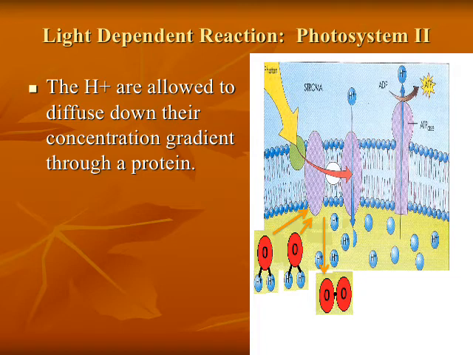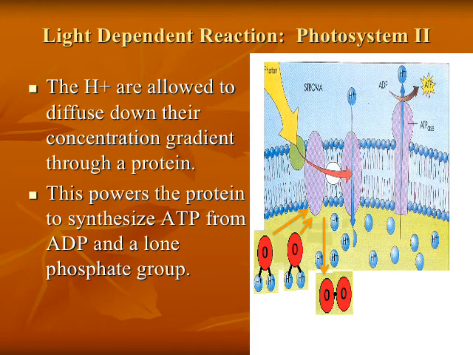So the hydrogen ions are allowed to diffuse down their concentration gradient through a protein. This powers the protein to synthesize ATP from ADP and a lone phosphate group. So remember, we're going back to ADP plus P gives you ATP. And remember, ADP is the uncharged form and ATP is the charged form.